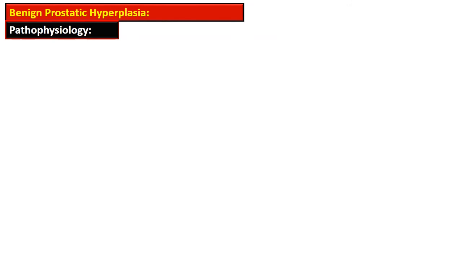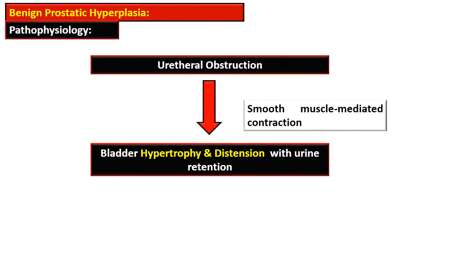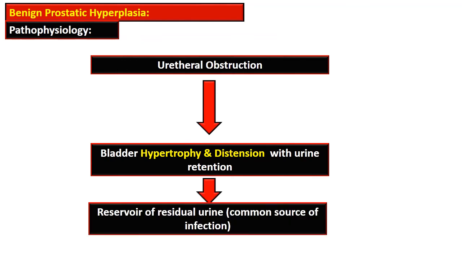The series of events that result in onset of symptoms are urethral obstruction that will lead to hypertrophy of the bladder and distension of the bladder with retention of urine, accompanied by increased size of the gland, and it is mediated through contraction of the smooth muscle. This will lead to increased residual urine, and this increased residual urine is the common source of infection.